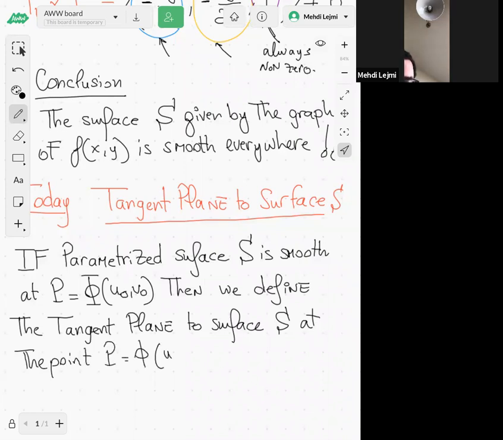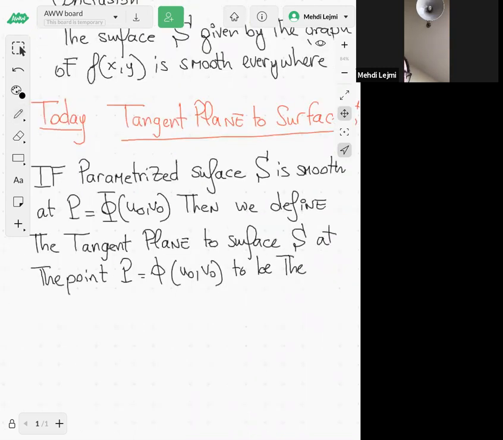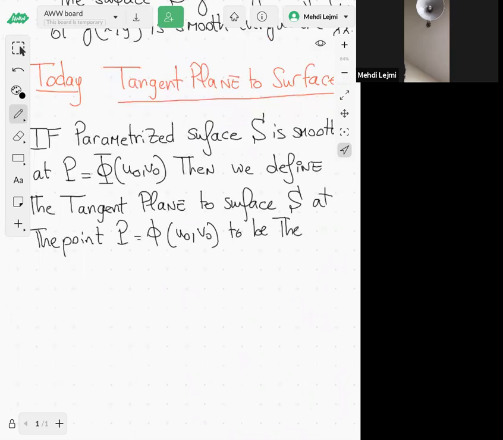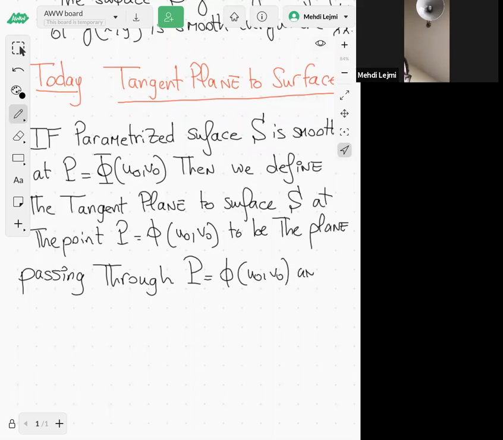to be the plane passing, of course, through P, and having T_u cross T_v as a normal vector.